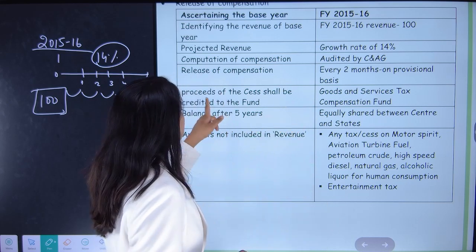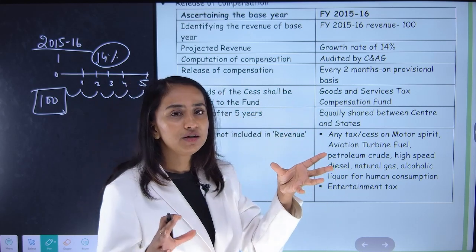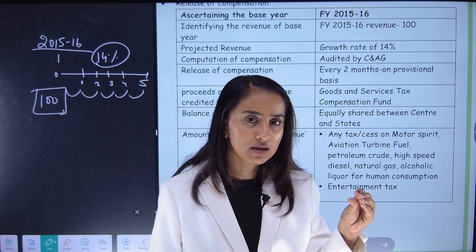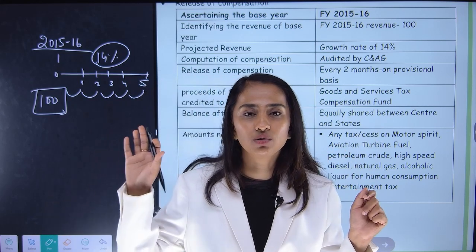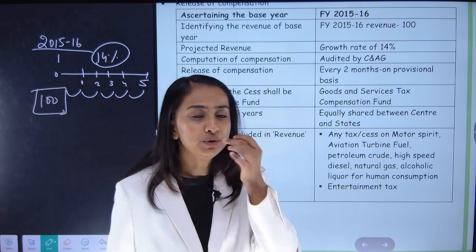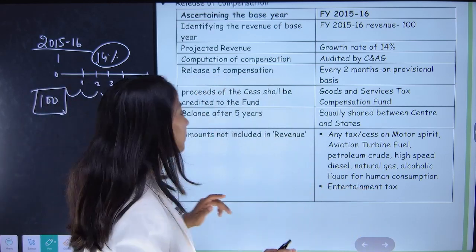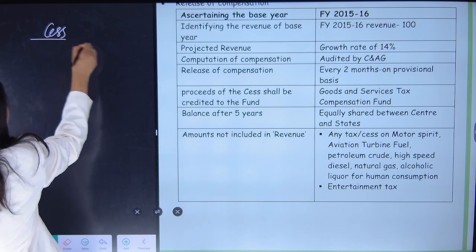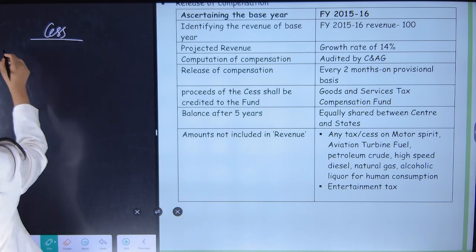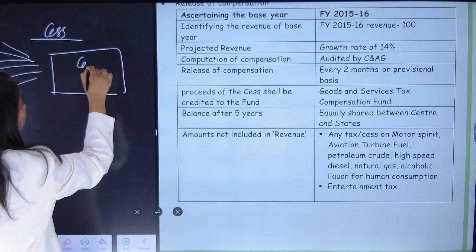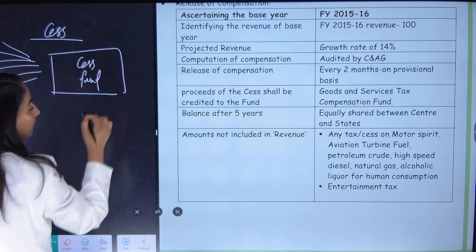Then the proceeds of the cess shall be credited. Whenever you charge it on the bill, where will the collected cess be credited? It will go to a compensation fund account. Then after 5 years, I will just explain this quickly to you. So this is compensation cess. As and when they collect compensation, it will go to the compensation cess fund, simple.